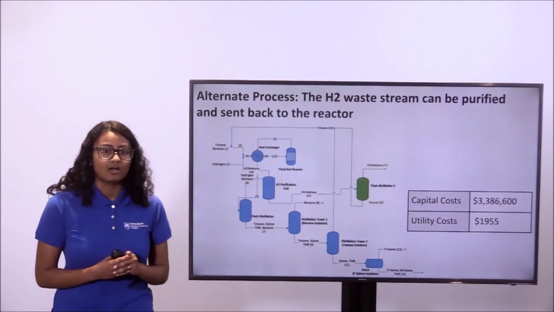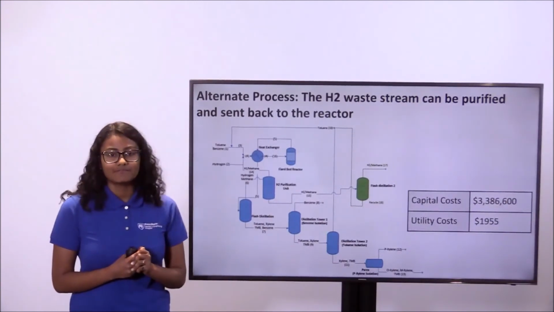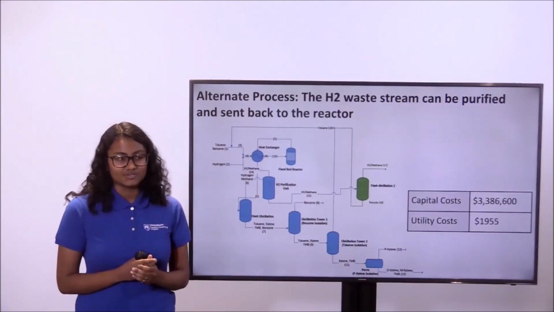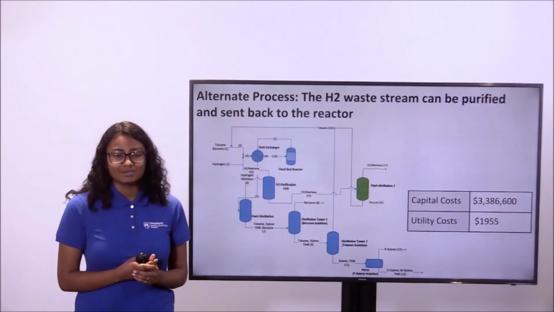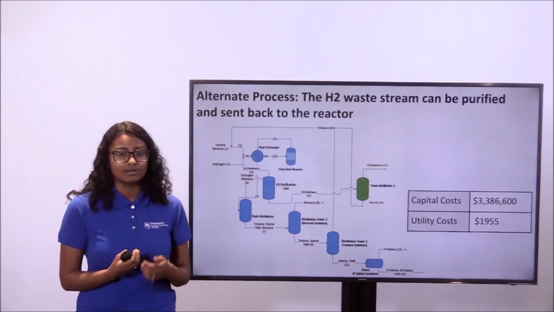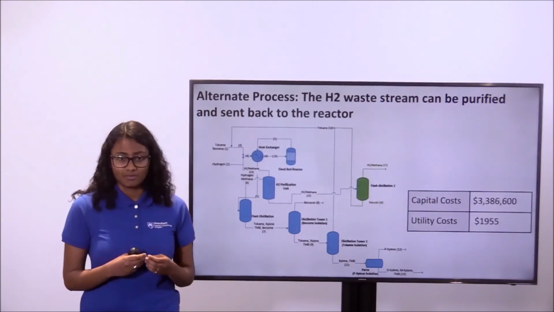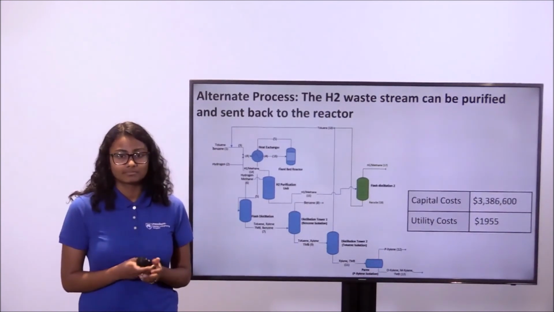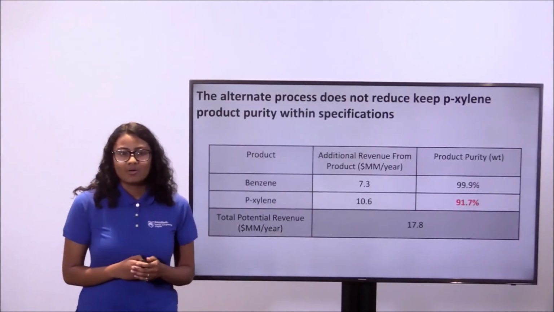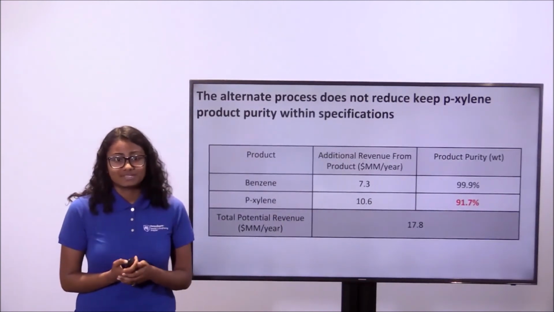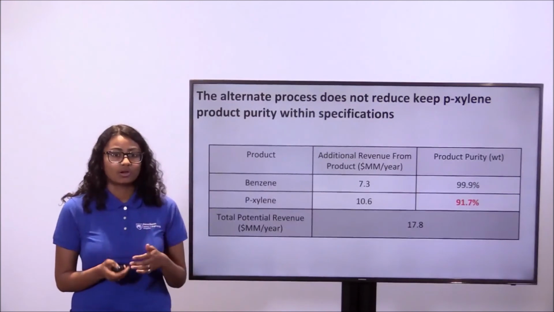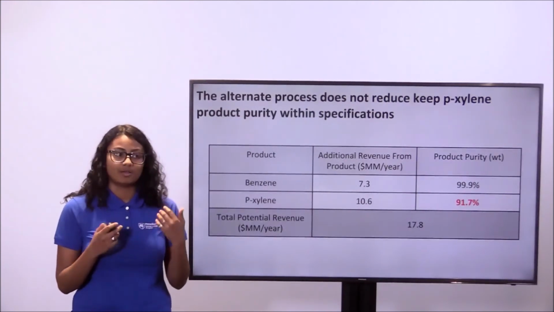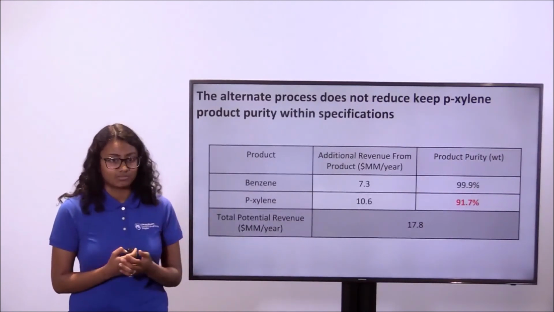So as you can see on this slide, the capital costs of this flash distillation project will be around $3.4 million. And since the only utility being used in this unit is cooling water, the utility costs are very low, only at around $2,000 a year. So this alternate process, as you can see, has the potential to earn around $17.8 million extra a year on top of our revenue from the original process.